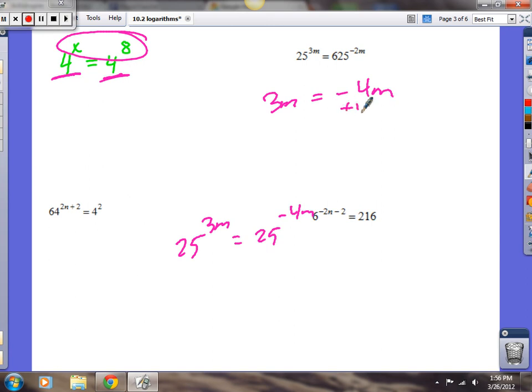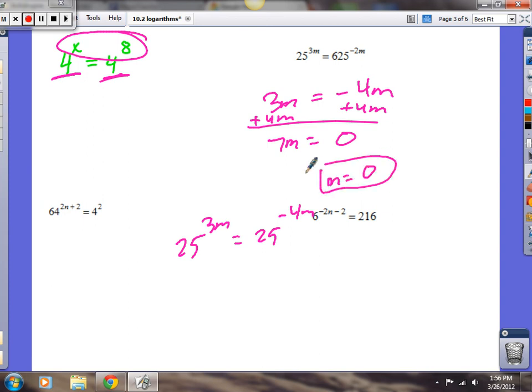Add 4m. Add 4m. So you have 7m equals 0. Divide by 7. Divide by 7. What's 0 divided by 7? 0. 7 times what number is 0? m must equal 0. I don't know, but I'm pretty sure. There's a solution. m is 0.